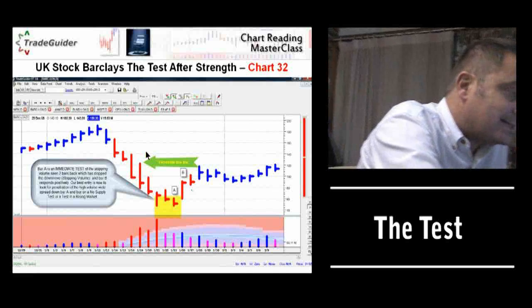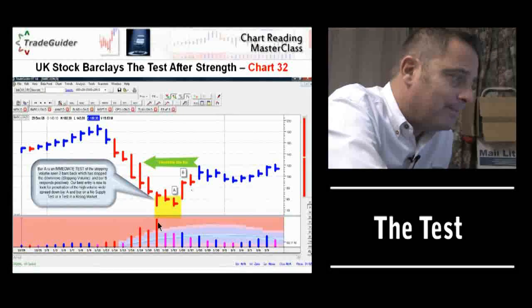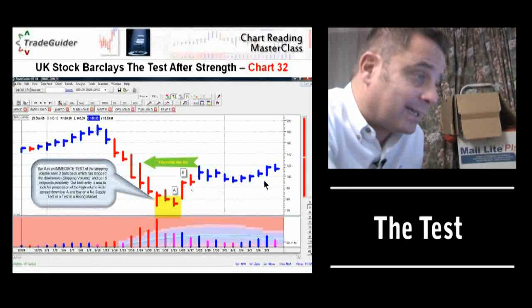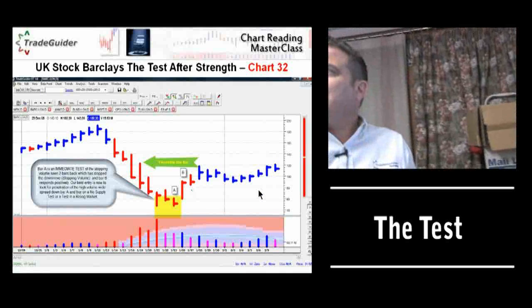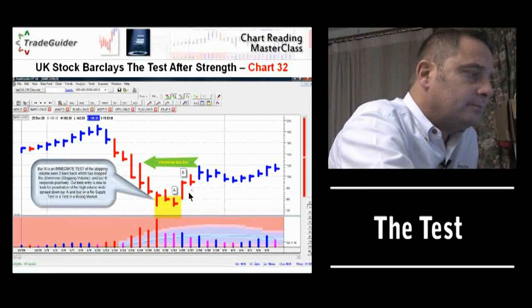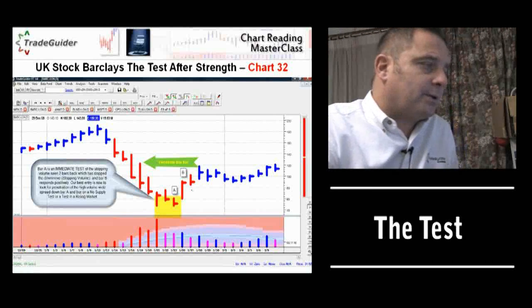But here, tests come in different varieties. This one here is an immediate test of this massive buying, and it just takes off. Barclays went up a long way, didn't it? About 150 to 200%. I think it went up something like 380, something like that. Let's look at another example here.